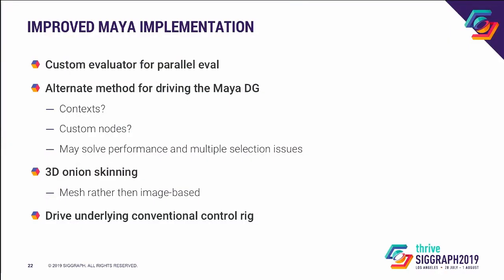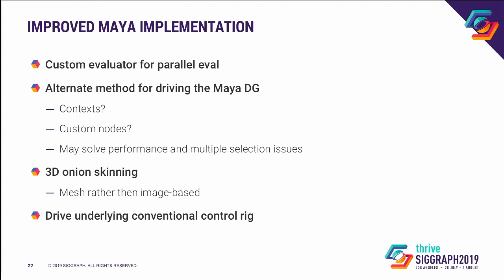What do we want to do in the future? Well, the current implementation could certainly be improved quite a bit. A custom evaluator might solve the parallel eval issues. An alternate method for driving the Maya DG could potentially solve the performance and multiple selection issues. I'd very much like to have 3D onion skinning, and I think it's possible, although rather difficult in the context of Maya.